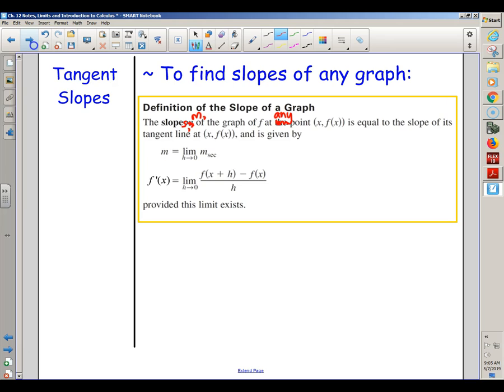So the slopes m of the graph f at any point x, f of x is equal to the slope of its tangent line and is given by the limit as h goes to 0 of all the secant lines, which means the limit as h goes to 0 of the difference quotient, provided the limit exists. That's the definition of the slope of a graph, how to find the slope of a graph.